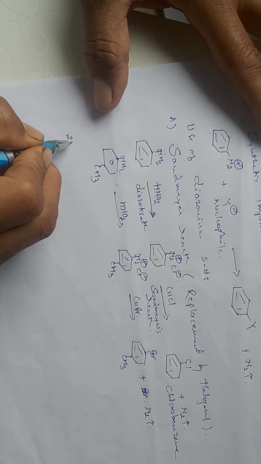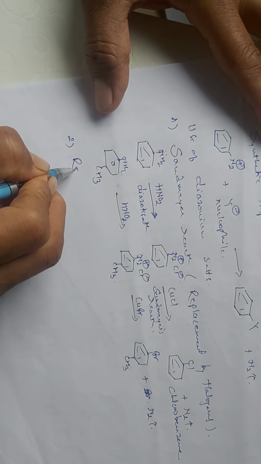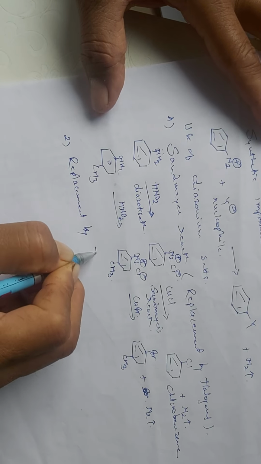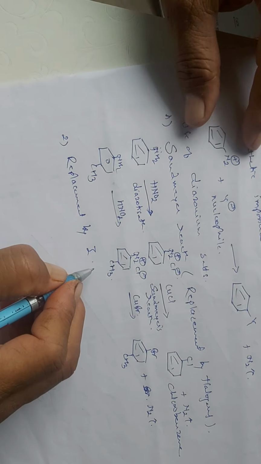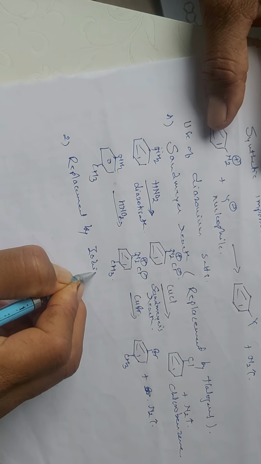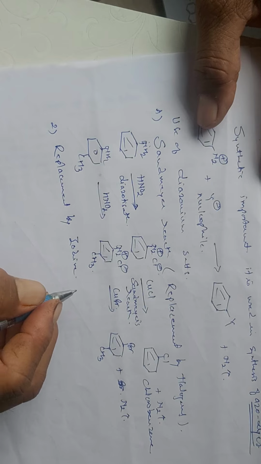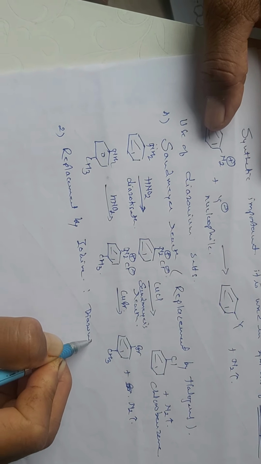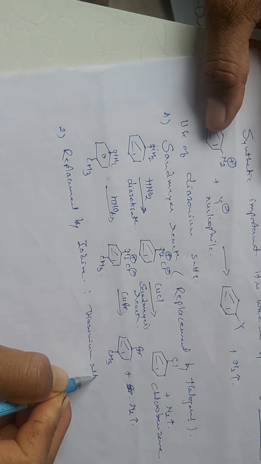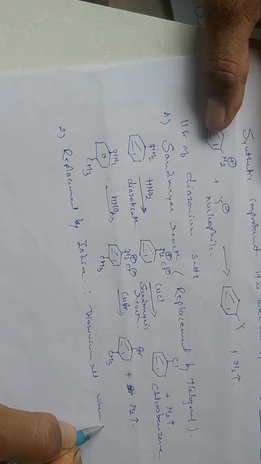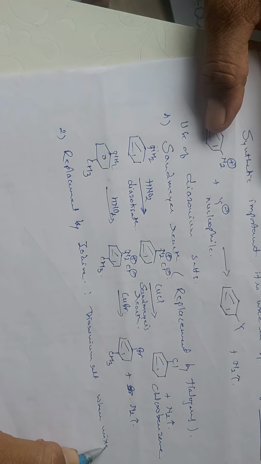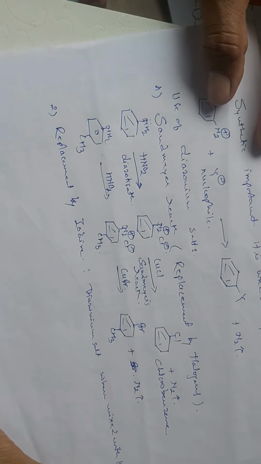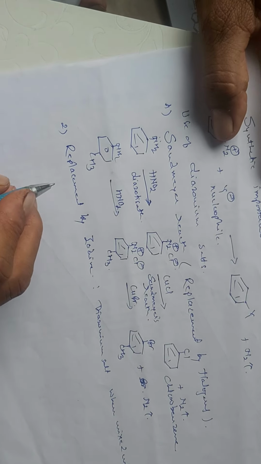Then the next type of nucleophile, the replacement by iodine, and here replacement of iodine is carried out by just mixing diazonium salt, when mixed with KI, that is potassium iodide, a simple potassium iodide, we get the replacement.